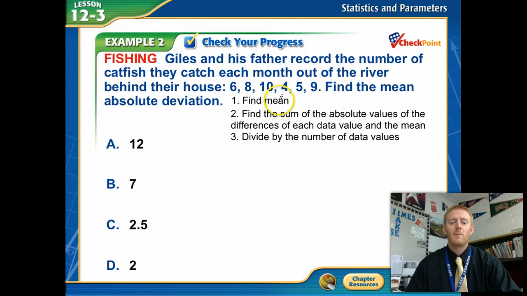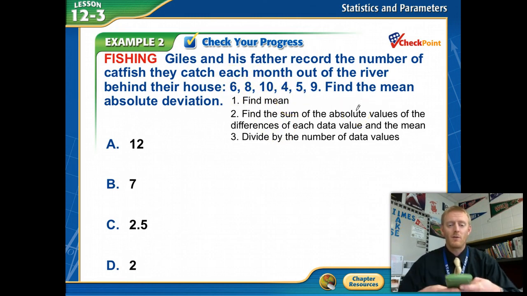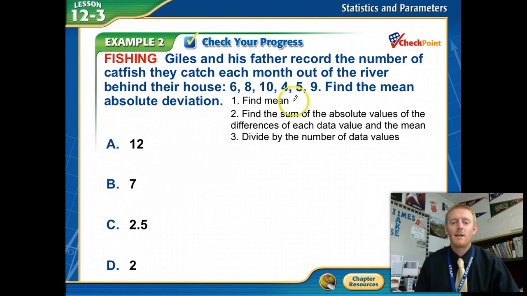So find the mean. Our job is to add them up and divide by the number of numbers. So 6 plus 8 plus 10 plus 4 plus 5 plus 9 into my calculator, divided by these 6 numbers, which is a 7. I'm just going to double check to make sure I didn't have fat finger syndrome. 6 plus 8 plus 10 plus 4 plus 5 plus 9, divided by the 6 numbers. And I got the same thing twice, so I know I'm correct. So my mean is 7.